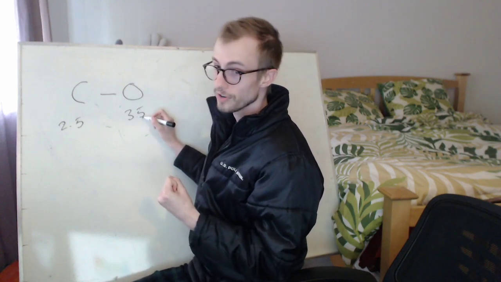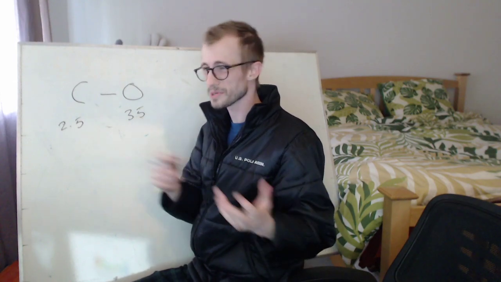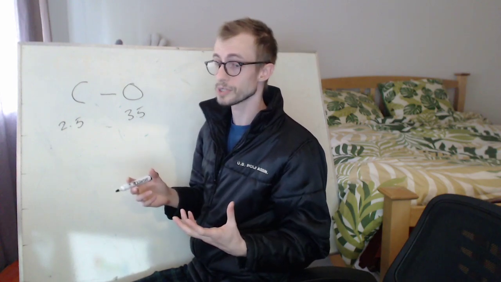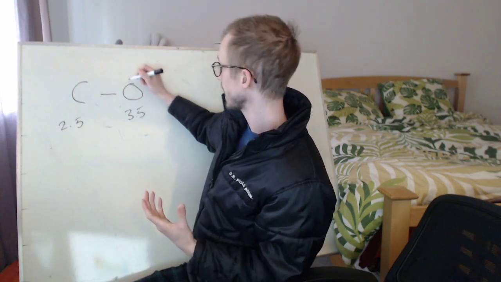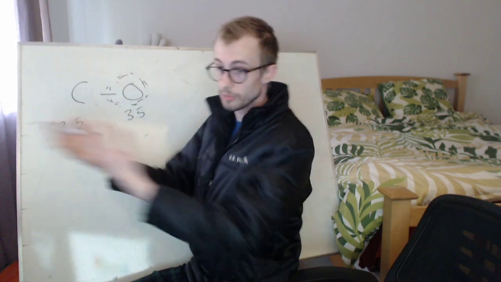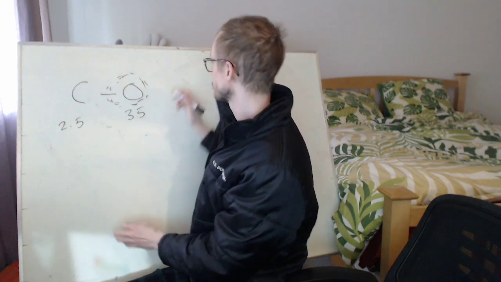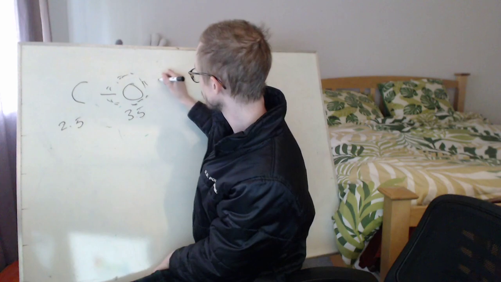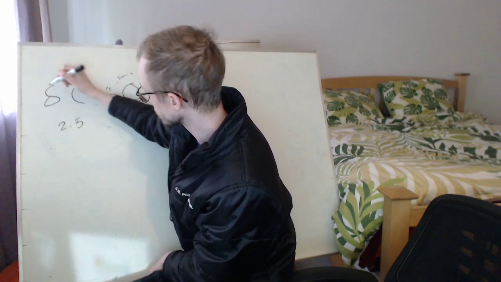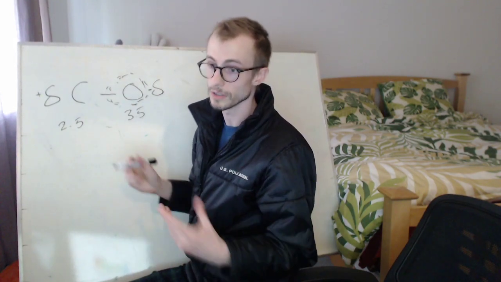So 3.5 for oxygen, that's a pretty big number relative to 2.5. These numbers sort of range from like 0 to 4-ish. So 3.5 is pretty close to 4, that's a big number. So this is going to have a lot of electron density centered around it. It's going to pull those electrons closer towards it, which is going to give it a slightly negative charge. So we denote that slightly negative charge with a little delta symbol and a negative. And this carbon, because it's losing some of those electrons, it's going to get a little bit of a positive charge, which we call a delta positive.